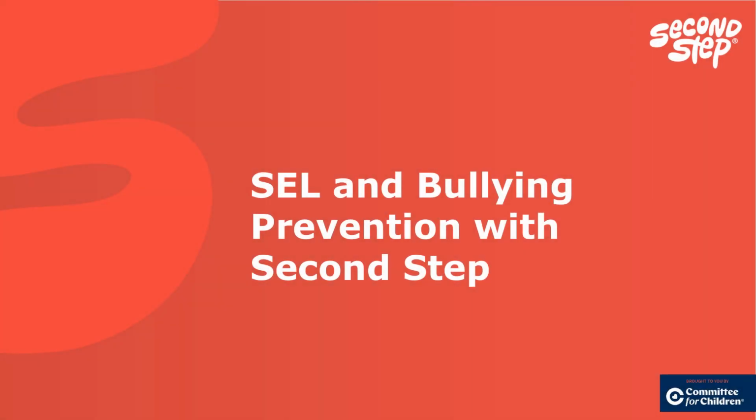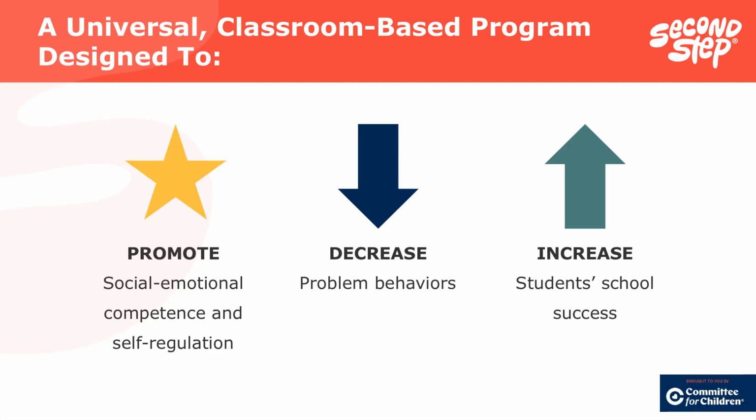So let's take a closer look at the Second Step Program and Bullying Prevention Unit and how they work together to develop a healthy school environment that's safe and welcoming for all learners, like we saw in the video. The Second Step SEL program is a universal classroom-based curriculum designed to increase students' school success and decrease problem behaviours by promoting social emotional competence and self-regulation. It teaches skills that strengthen students' ability to learn, to have empathy, to manage emotions, and solve problems.